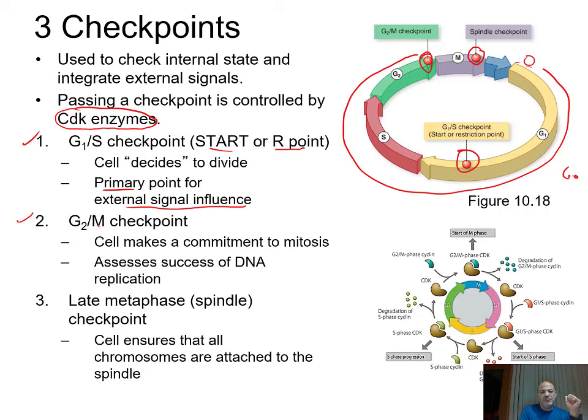Then you have the G2M checkpoint between G2 and going into mitosis. And here, we're going to commit to going through mitosis itself. And here we want to make sure that DNA has been replicated properly. Otherwise, we don't progress.